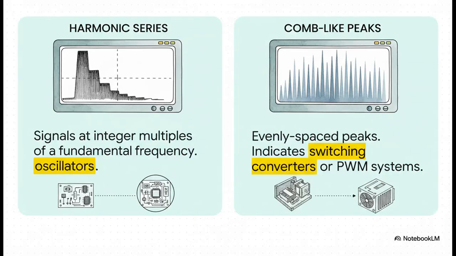You'll also see that different patterns are kind of like different fingerprints. A harmonic series, those signals that pop up at perfect integer multiples of a base frequency, that's a dead giveaway for an oscillator or a digital clock. It just makes sense, right? They create these pure, repeating waveforms, and the physics of it just naturally produces these clean, mathematical multiples. But what about a really clean, comb-like pattern of evenly spaced peaks? That's the classic signature of a switching converter or a PWM system, something you'd find in a variable frequency drive.